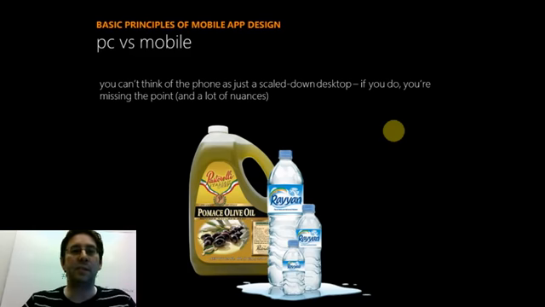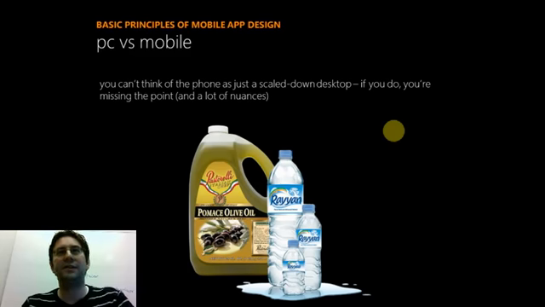And PC versus mobile, it's kind of like oil and water in a lot of ways, right? As I said before, if you're just building a scaled-down version of your desktop or web-based app, you're doing it wrong, right? And you're missing a lot of the nuances of the mobile platform. I think it's also very important to really understand that a mobile application is not just a subset of a PC-based or web-based application. Really important to think about that.